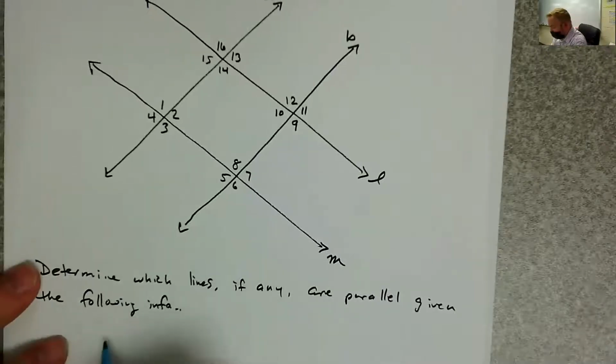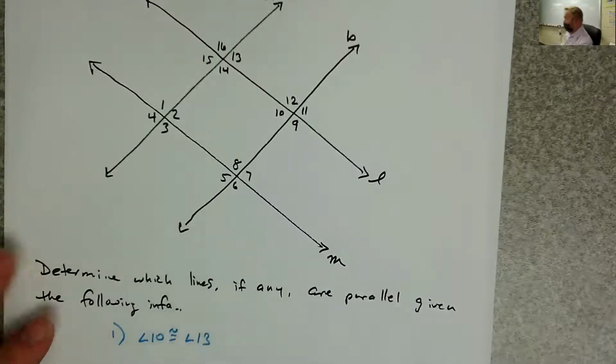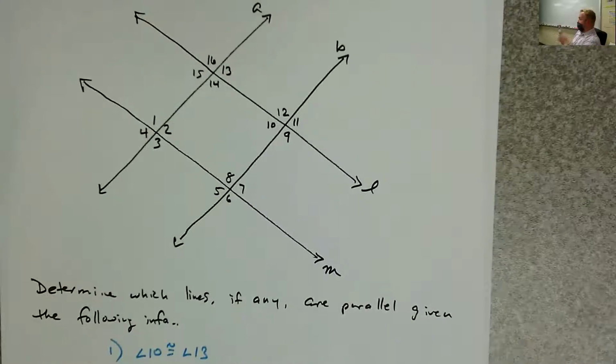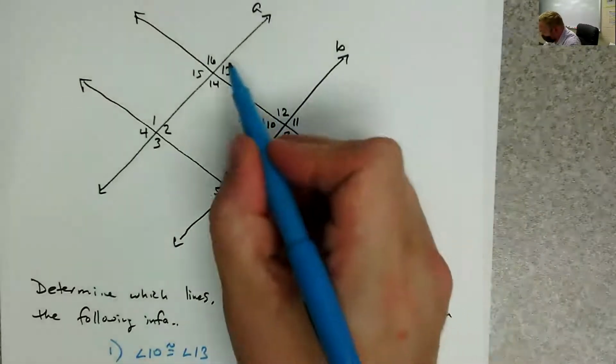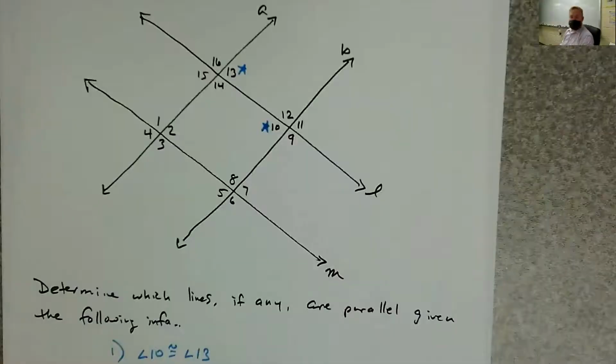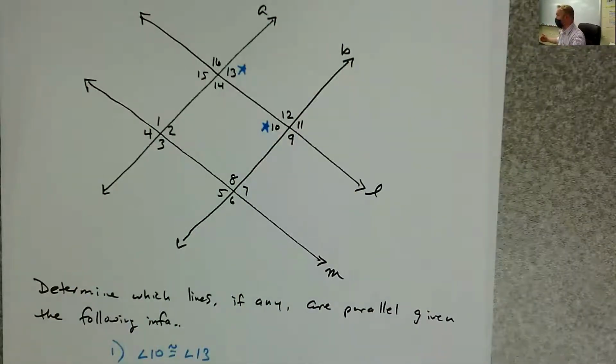So the first one would be, if I told you that angle 10 is congruent to angle 13. Okay, so let's suppose 10 and 13 are congruent. Now you need to find those up here. So here's 10 and here's 13. Okay, so here's what's difficult about this. There's 4 lines. In our diagram so far, we've always had 2 parallel lines and a transversal. So this whole situation has a whole extra line going on because we have 4 lines.